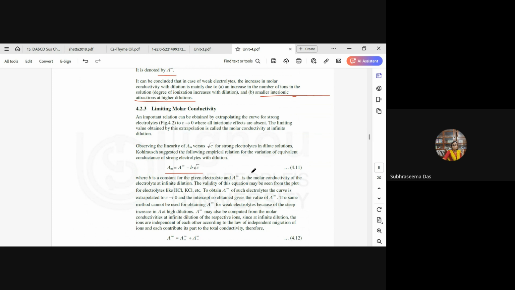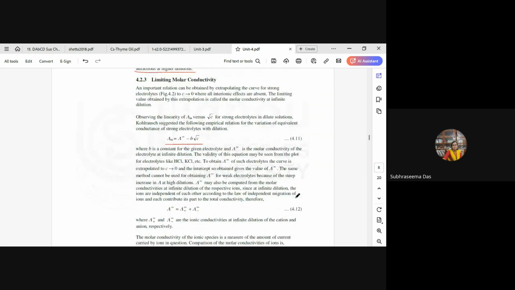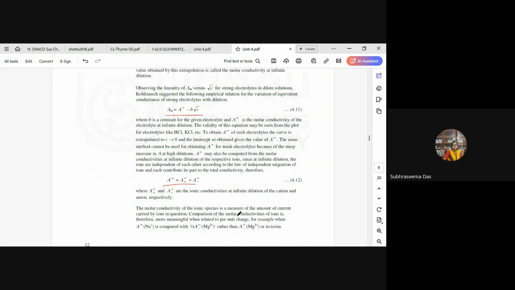This process cannot be used for weak electrolytes. This measurement process is only applicable for strong electrolytes. So here, by applying the law of independent migration of ions at infinite dilution, we can see that lambda infinity is equal to lambda infinity of the cation plus lambda infinity of the anion. That is the ionic conductivity at infinite dilution of the cation and anion.